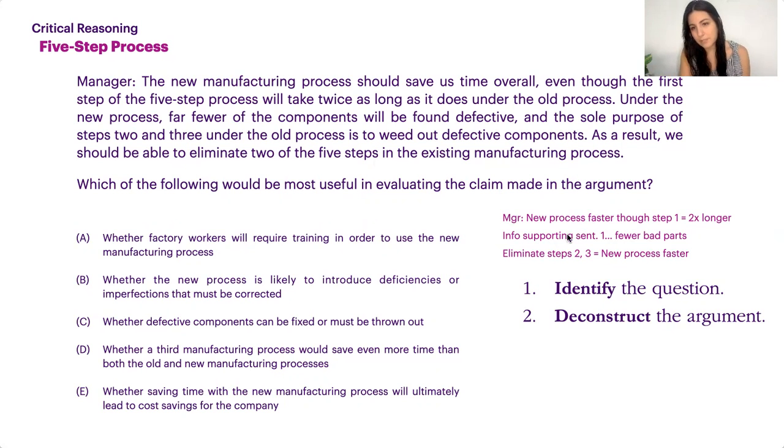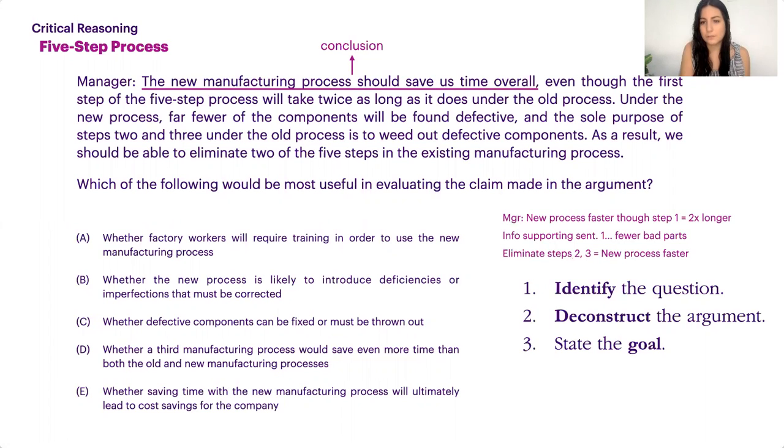So if we look at how these pieces of information relate to one another, everything ultimately is supporting the first idea, which is the main claim or the main conclusion, that the new manufacturing process is going to save us time. So the next thing we want to do is state the goal. This is an evaluate question, and we are evaluating this conclusion that the new process is going to save time.